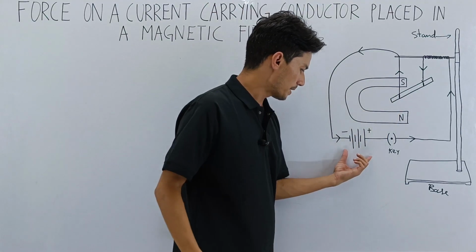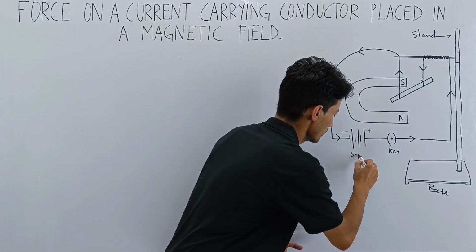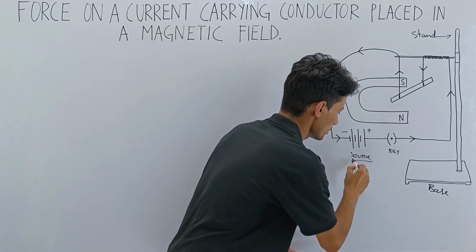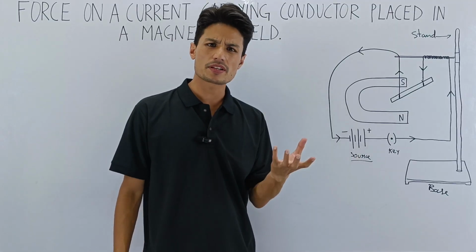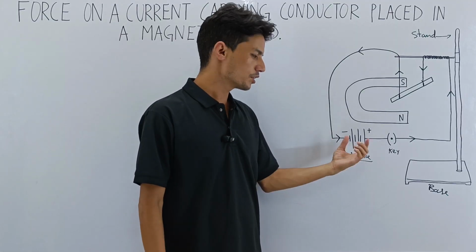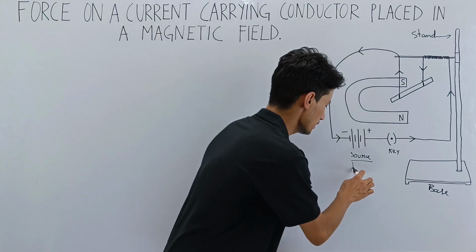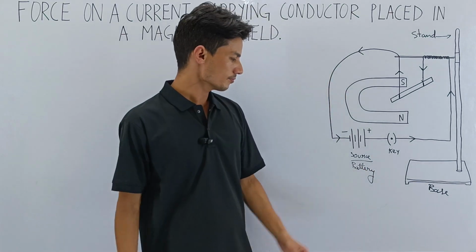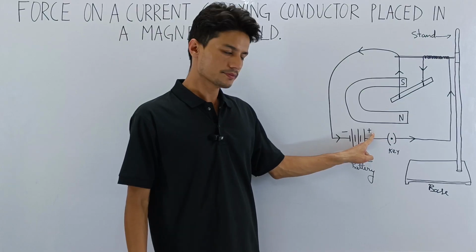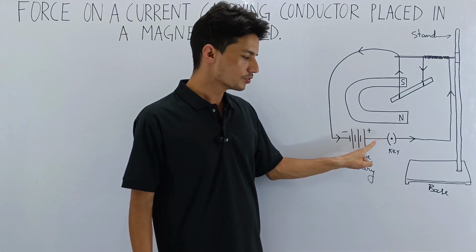So let's go in detail. First of all, we have the battery here. This is the source. Remember, the source is always the battery. Any experiment related with current, we need to have a source, and the source is always the battery. Now this is the positive terminal, so current will move out from this terminal.